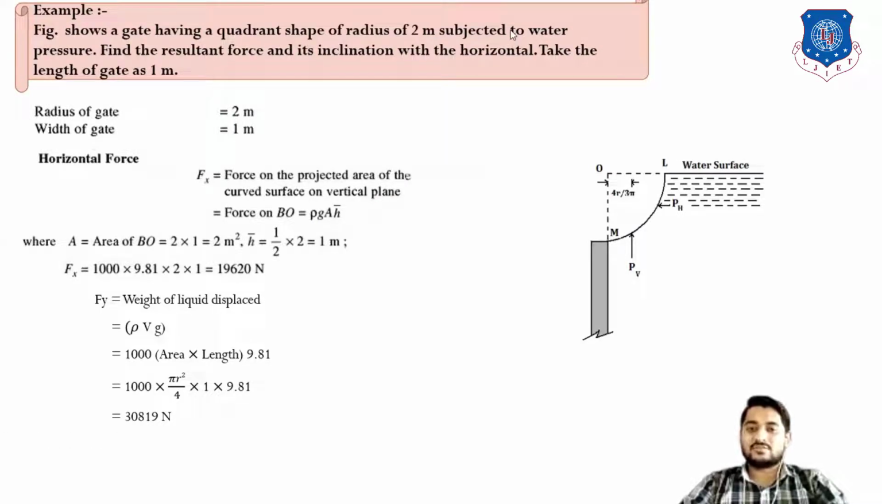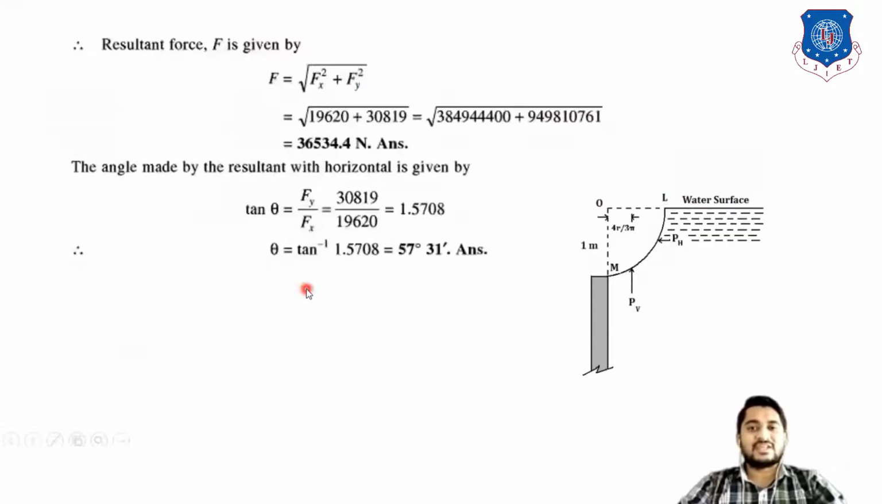In this example of curved surface, you have to first solve it in two steps. First, you have to find only Fx. For Fx, the equation is rho g A into h bar, but you have to calculate one vertical plate here. That means rho g, area of this plate, and h bar of this plate, right? H bar is the distance of CG of the plate from the free liquid surface. Then you have to find Fx. After that, we will find Fy. For Fy, you have to calculate the weight of the liquid displaced, that means rho V g, for volume, area into length of this gate at back side. So you can find Fx and Fy separately. After that, you have to put the equation of resultant force and theta value, right?